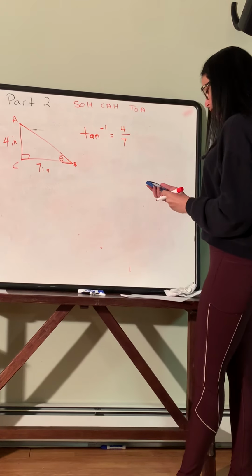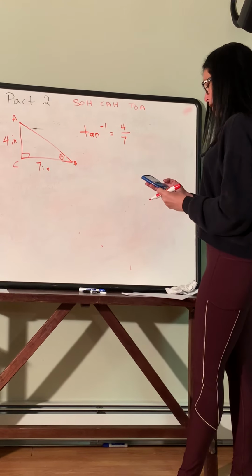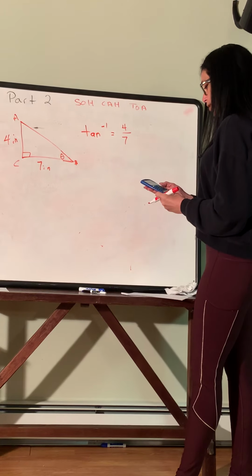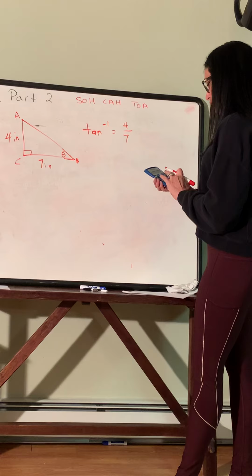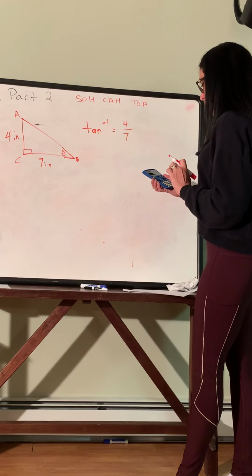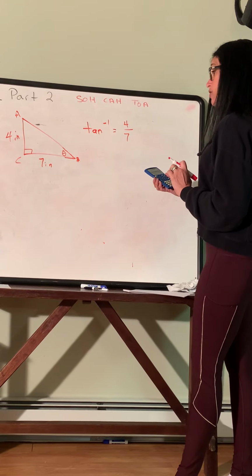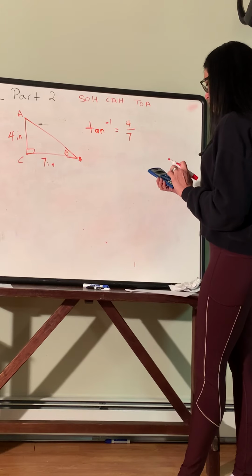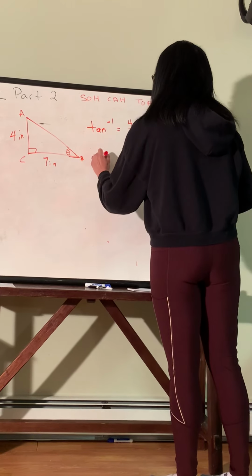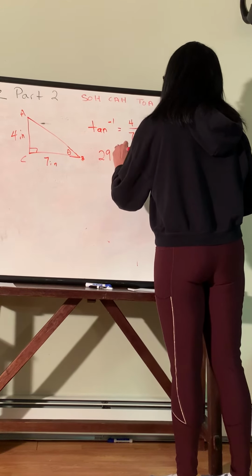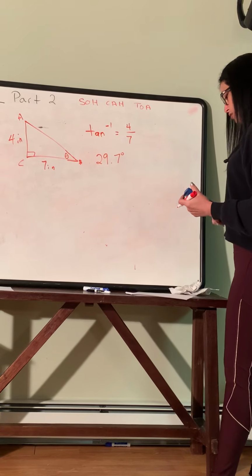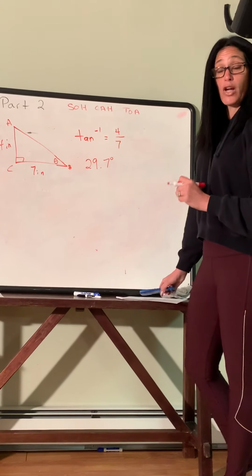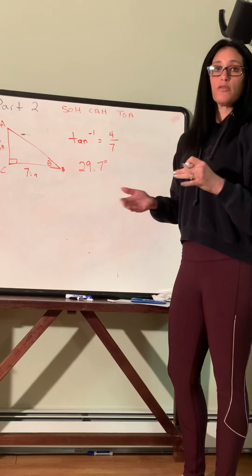So all you do is you hit second PRB, scroll over to inverse tangent, hit enter, and put 4 divided by 7, close your parentheses, and we're going to round it to the nearest tenth because it's an angle. So 29.7 degrees. So the measure of angle B is 29.7 degrees. So you use the inverses for angle measurement, you use the regular ones for a side measurement.